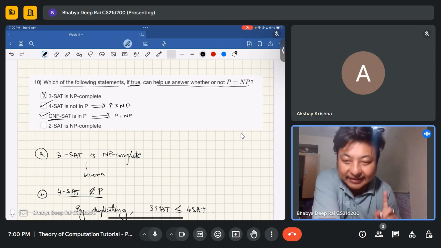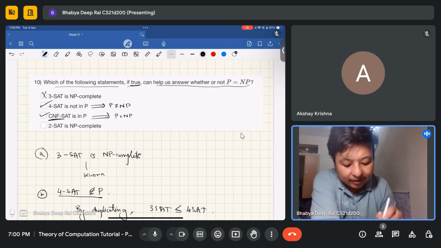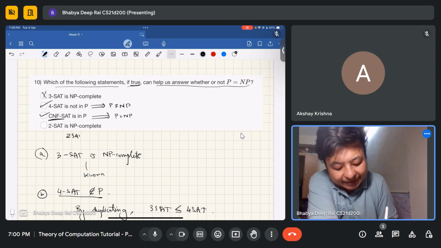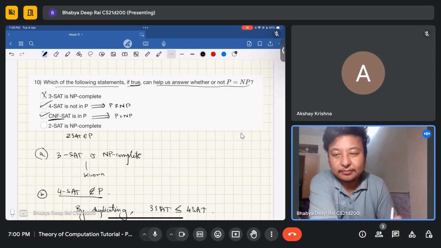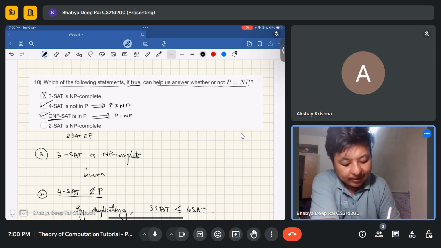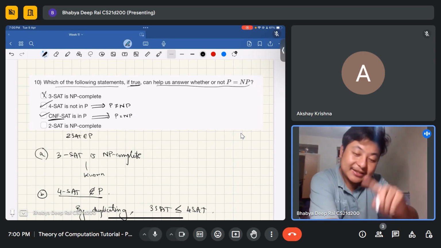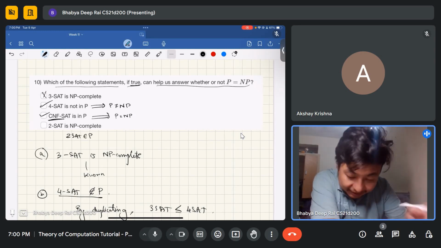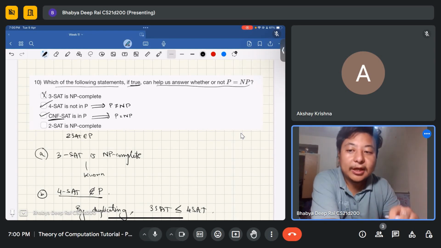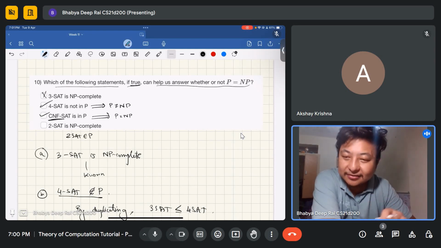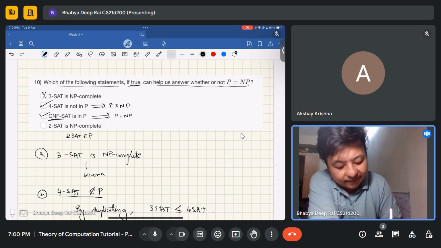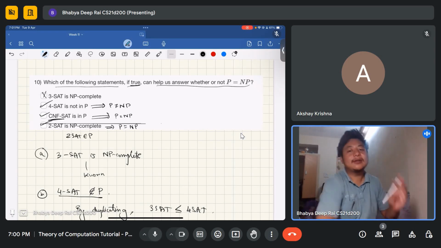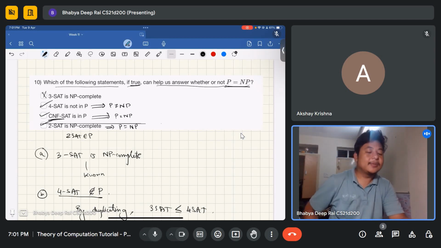And finally, 2SAT is NP complete. What is 2SAT? 2SAT is in P. We know that, right? So if 2SAT is in P and 2SAT is NP complete, which means that an NP complete language is in P, it means all the languages in NP are easy to solve, and therefore P is equal to NP. So this also helps in resolving whether P is equal to NP or not.